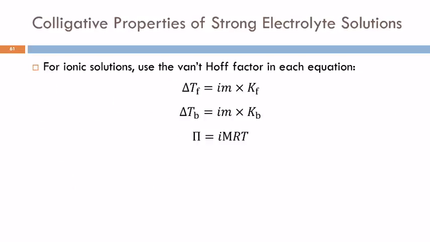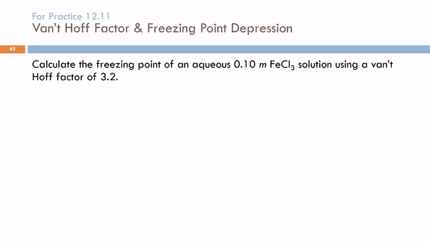So this is what we have: we need to use the Van 't Hoff factor in each of these equations to correct for this ion pairing. And so you just multiply by this factor. So let's do a question. Calculate the freezing point of an aqueous 0.1 molal iron(III) chloride solution using a Van 't Hoff factor of 3.2. So they gave us the Van 't Hoff factor.